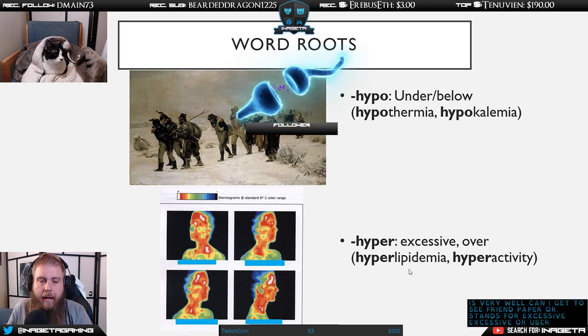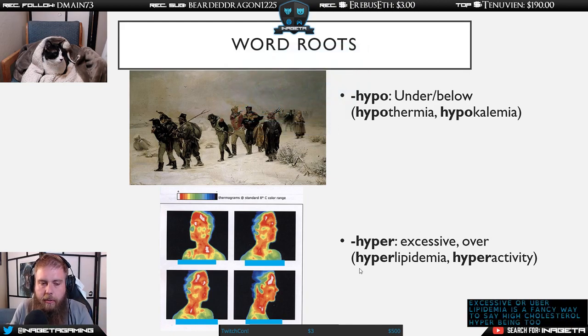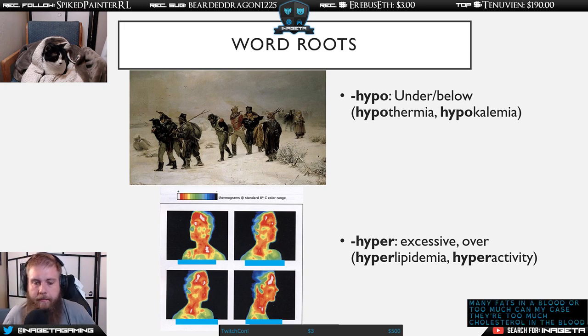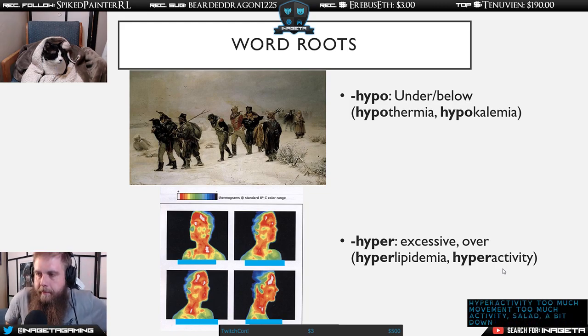Appreciate that. Hyperlipidemia is a fancy way to say high cholesterol. Hyper being too much or excessive, lipids would be fats, and emia means in the blood. Too many fats in the blood, or in my case, too much cholesterol in the blood. Okay. Hyperactivity, you know what that means. We usually shorten that to hyper. If somebody's being hyper, they're moving around too much, right? They've got too much energy. So too much movement, too much activity. Need to calm that down a bit.